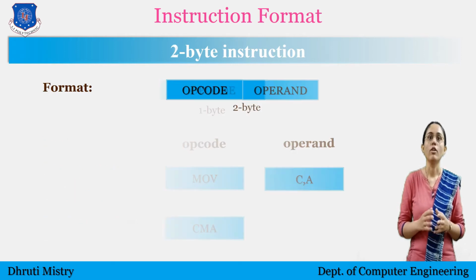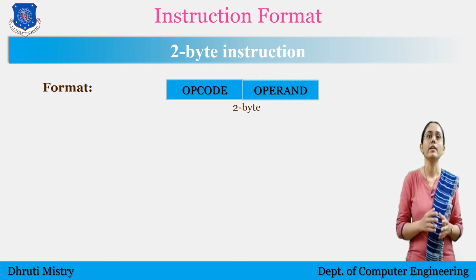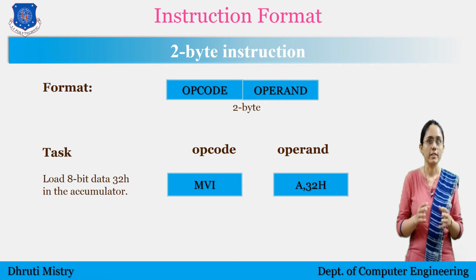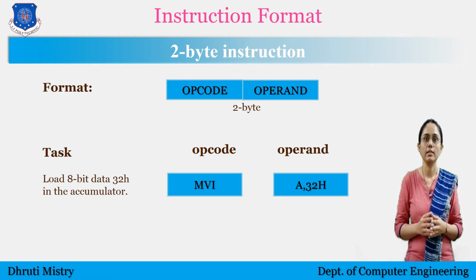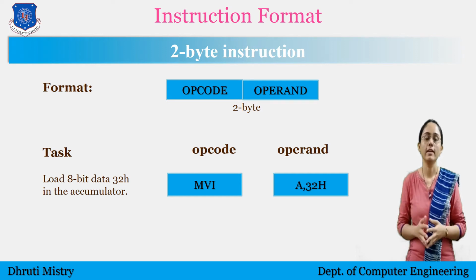Next, format of 2 byte instruction is given here. In a 2 byte instruction, the first byte indicates the operation code and the second byte indicates the operand. For example, if I write this instruction MVI A, 32H, in this instruction, the first byte will be for the opcode MVI and the second byte will be for the numeral 32H, that is 8-bit data value. In short, if an 8-bit numeral is present in the instruction, then that instruction will be of 2 bytes. Here, the numeral may be a data or an address.